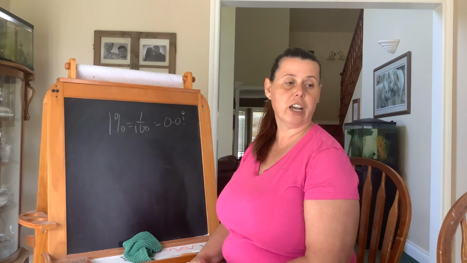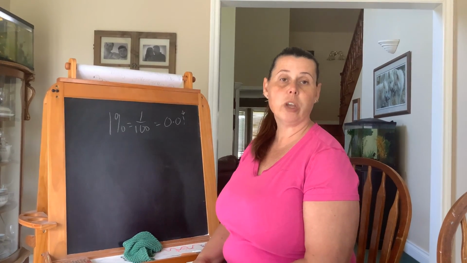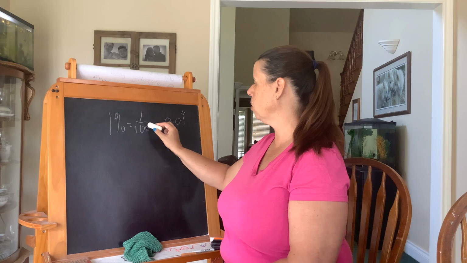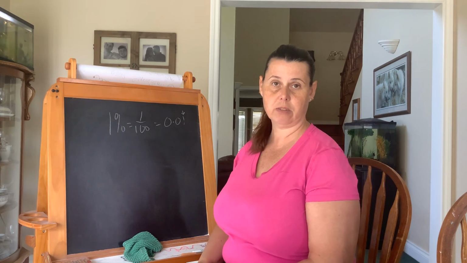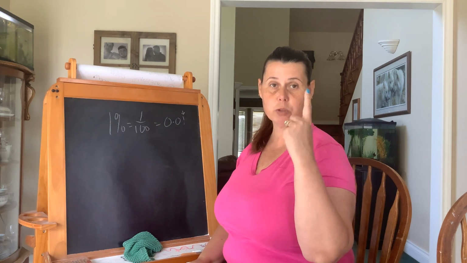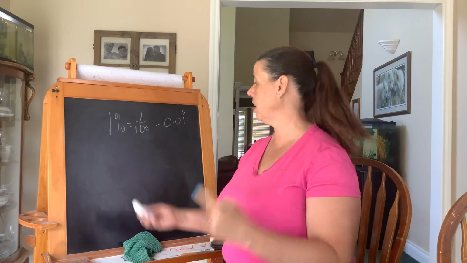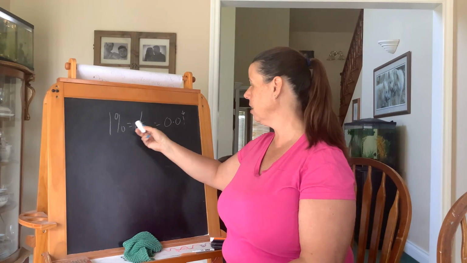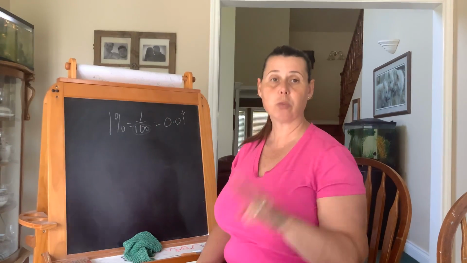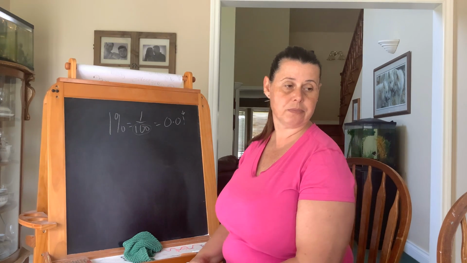Okay, so to find 1%, we are going to have to shift the decimal 2 places, right? For 10%, it was 1. For 1%, 1 out of 100, remember, this is 100th, so we're going to shift it 2 places, okay?